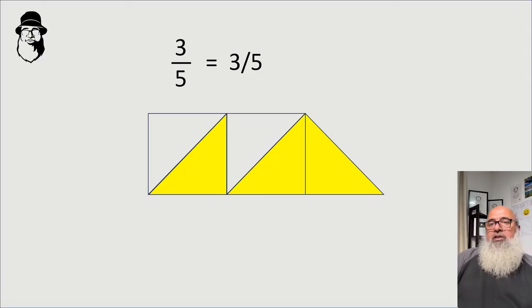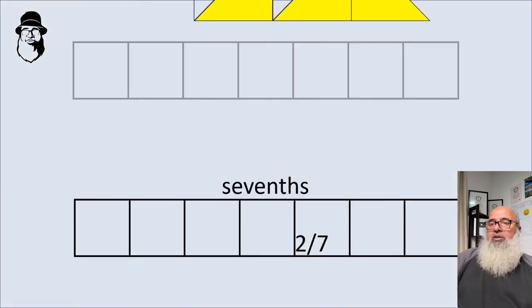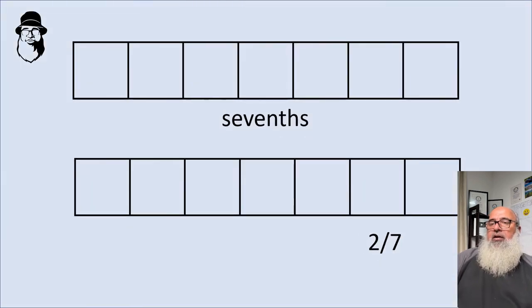The reverse of this is drawing a diagram that shows a particular fraction. Suppose we have to draw a diagram to show 2/7. There are many ways of doing this. The simplest way is to draw 7 connected boxes and then to shade 2 of them like this.